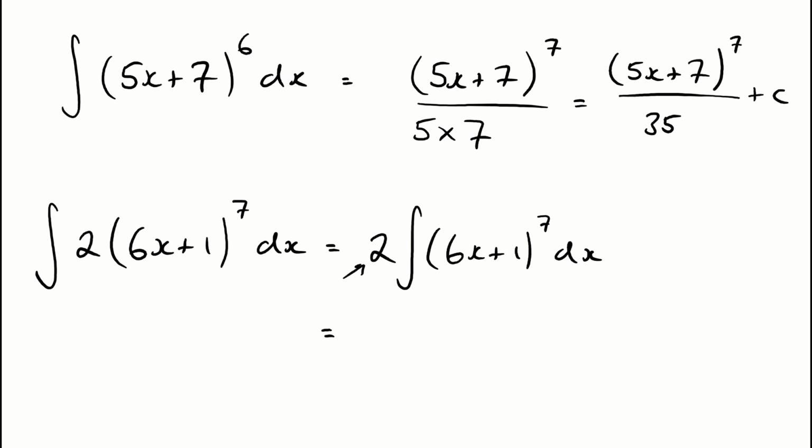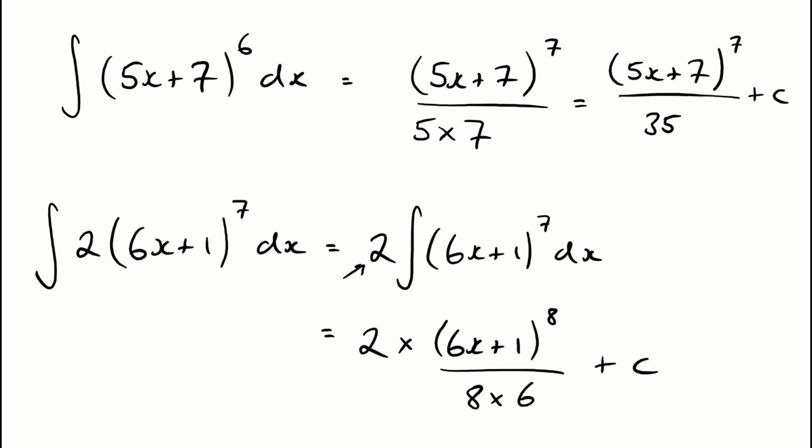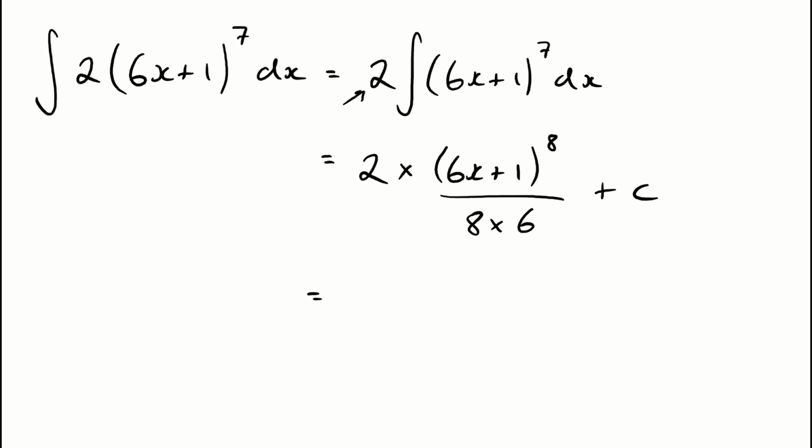So what do we do here? Well, we have our 2 multiplied by our integral. So we get our 6x + 1. We add 1 to the power, divide by the new power, multiply the denominator by the derivative of what's inside, which is a 6, plus c. So we end up here with just our (6x + 1)^8 divided by 24 plus c. So hopefully that makes some sense on what we call the reverse chain rule.